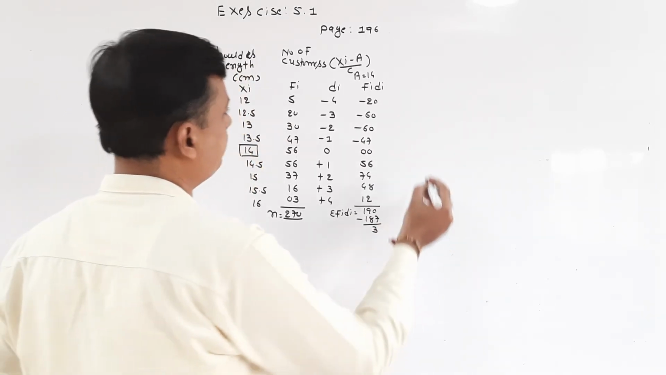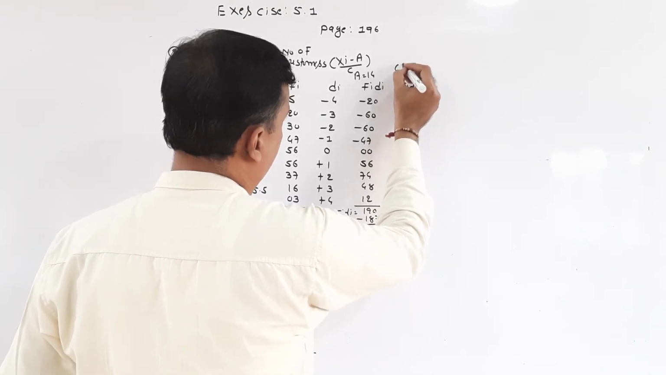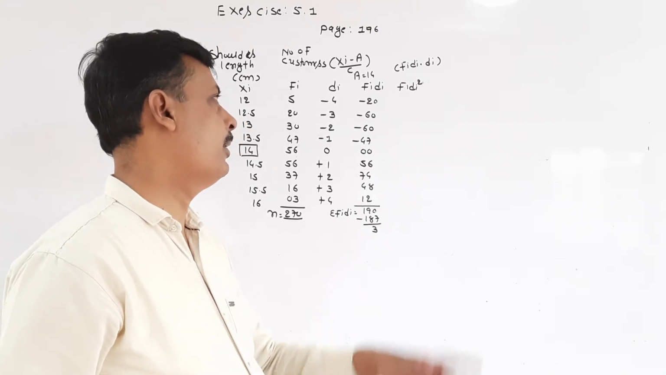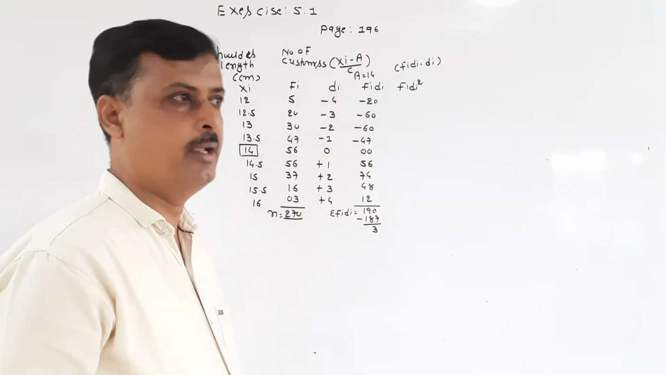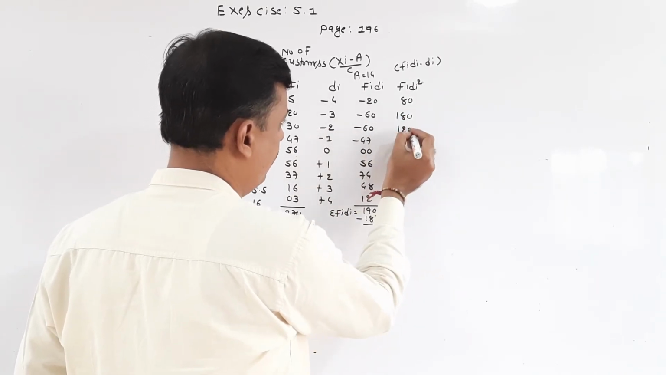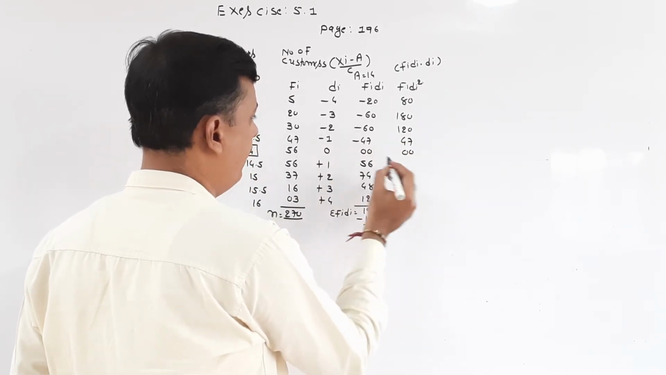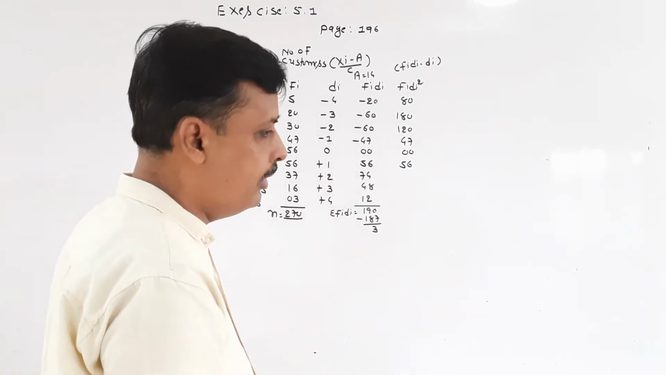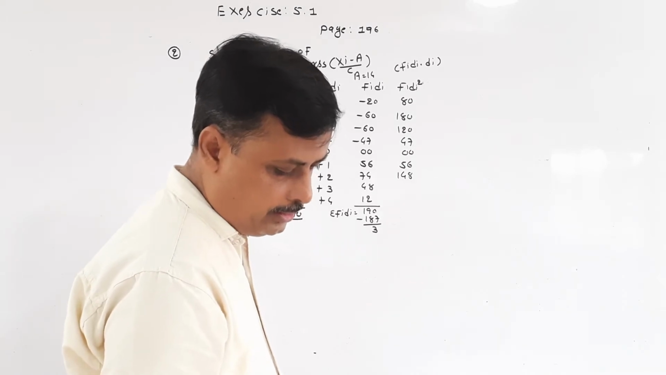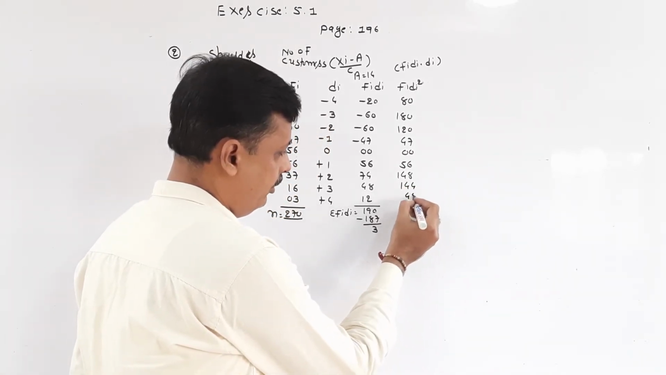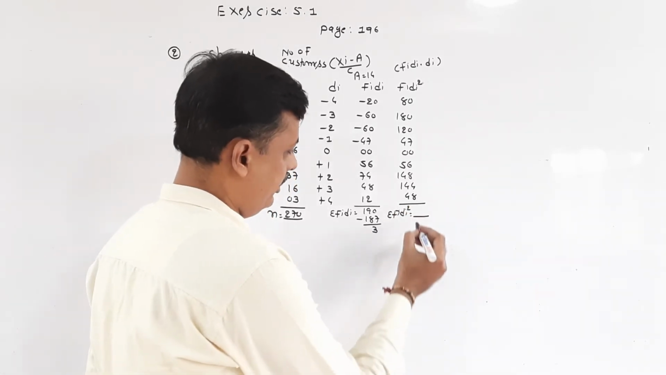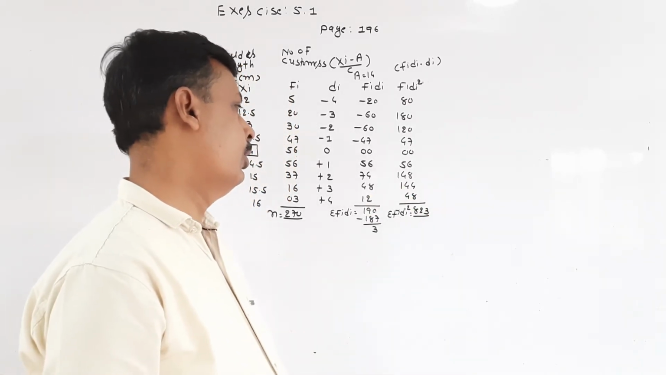Now fidi square means fidi into di. So the fidi is multiplied by di. Minus 20 into minus 4 is 80, minus 60 into minus 3 is 180, minus 60 into minus 2 is 120, 47 into minus 1 is 47, 56 into 0 is 0, 56 into 1 is 56, 74 into 2 is 148, 48 into 3 is 144, 12 into 4 is 48. Sigma fidi square total is 823.